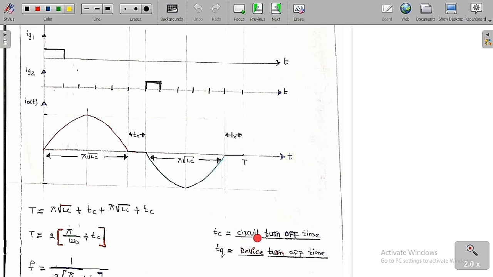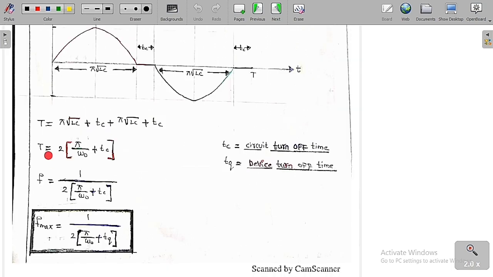Here TC is called the circuit turn off time and TQ is called the device turn off time. This much time is necessary to ensure that T1 is perfectly off, and again this much time is necessary to ensure that T2 is perfectly off. So TC is called the circuit turn off time, whereas TQ is called the device turn off time. So you know the overall time period of the output current.